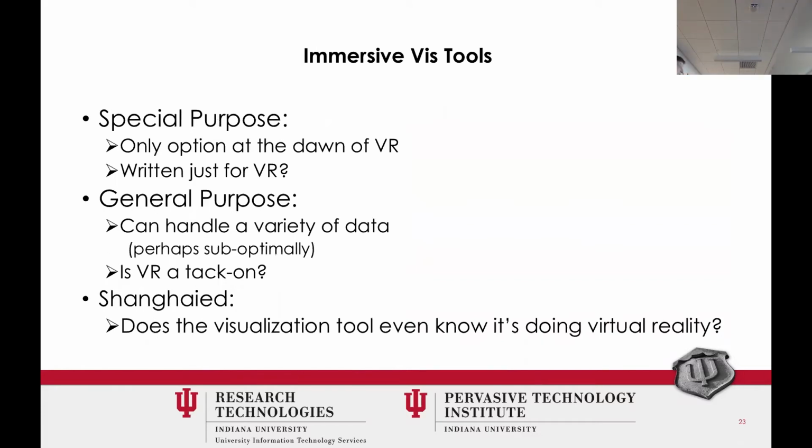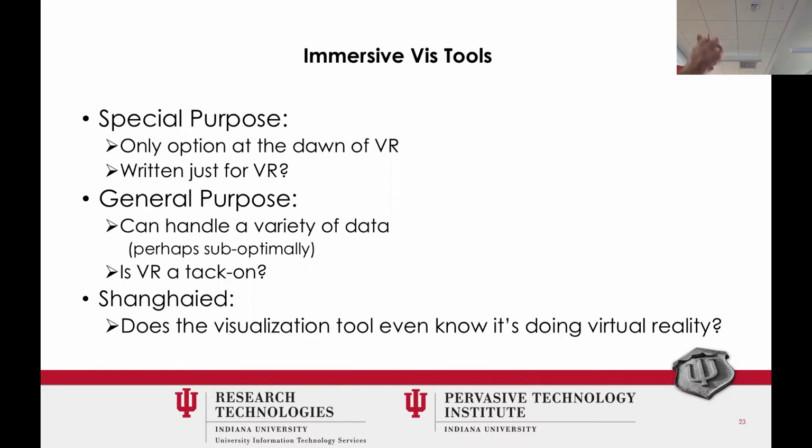All right, so I want to talk about a quick tour of some tools that are available for doing visualization with virtual reality, and we'll talk about some examples as we go along. I've broken them down into 3 categories. One is a special purpose tool, where it was written just for this task. Another one is general purpose, like ParaView, where we can load in lots of different kinds of data, and then we can just output it to VR.